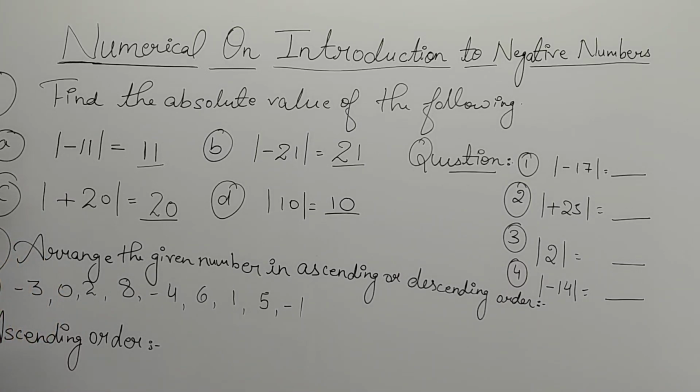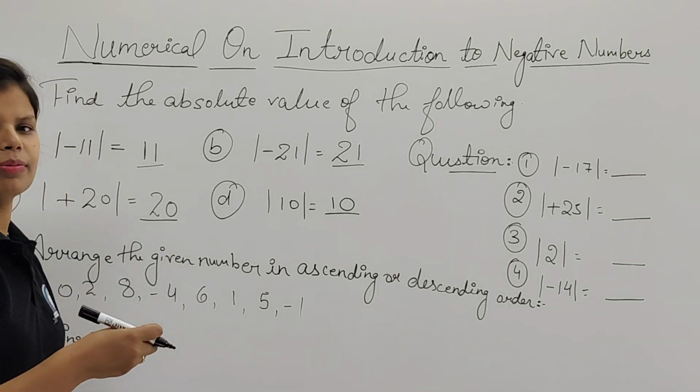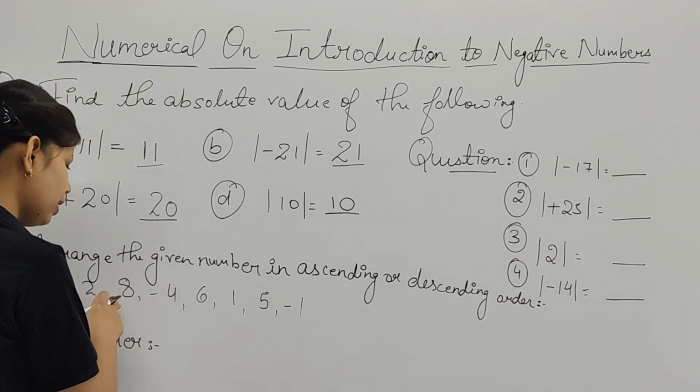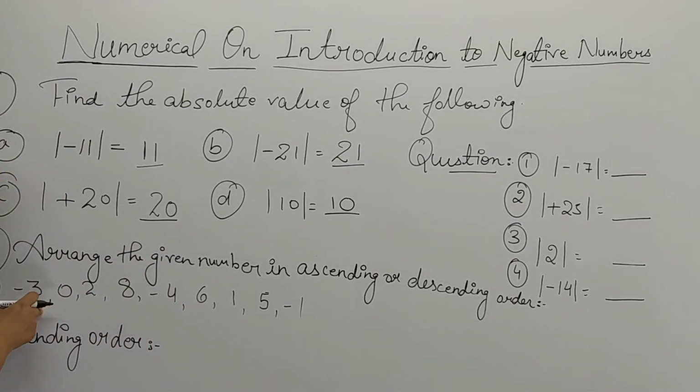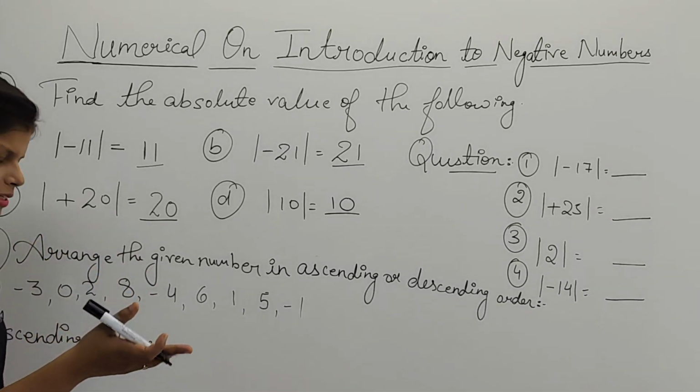For example, 4 is smaller than 5, and you can understand from here that 5 is the bigger number and 4 is the smaller number. But when we discuss negative integers, then minus 4 is bigger and minus 5 is smaller. But in the case of positive integers, 4 is smaller and 5 is bigger. That is the difference that we are going to find.